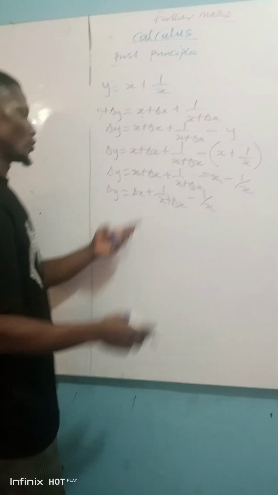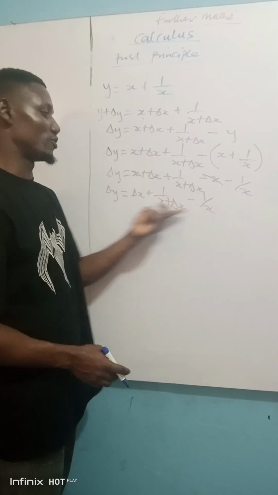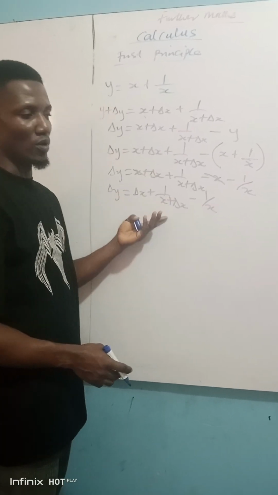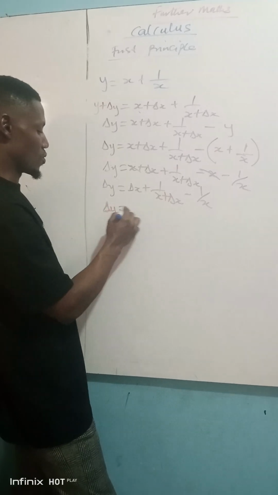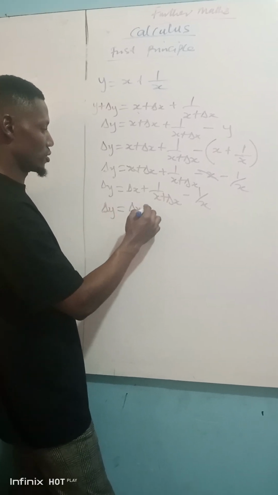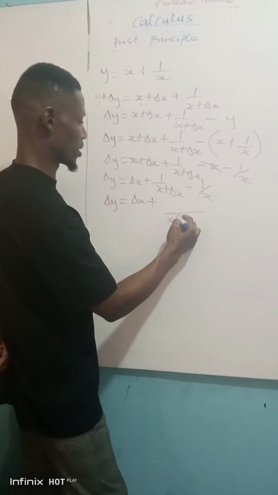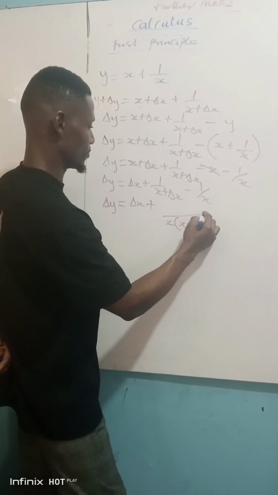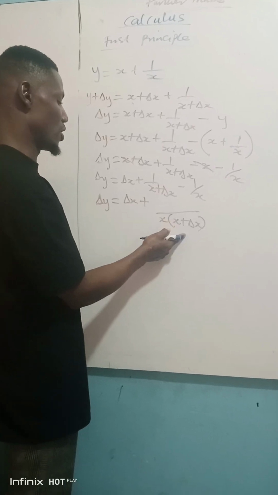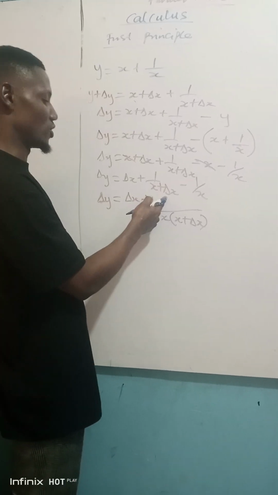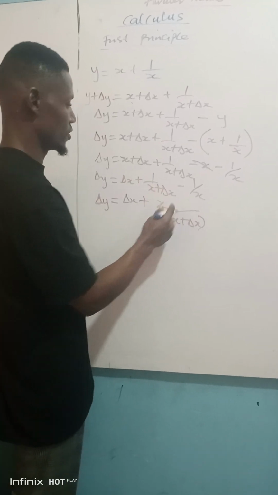Looking at this point, we have two fractions. So make these two fractions a unity by finding their LCM, then use it to multiply what we have in the numerator. So that will be change in y equal to change in x plus the LCM of the numerator, which is x into bracket x plus change in x. Now if we divide this by x plus change in x, we have x left. So x multiplied by 1 will give us x.